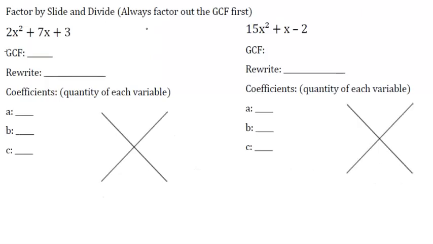Factor by slide and divide. Always factor out the GCF first, the greatest common factor. 2x squared plus 7x plus 3. The greatest common factor is 1 here. They don't have any common factors other than 1. So if we rewrite it, we have the same thing as before.